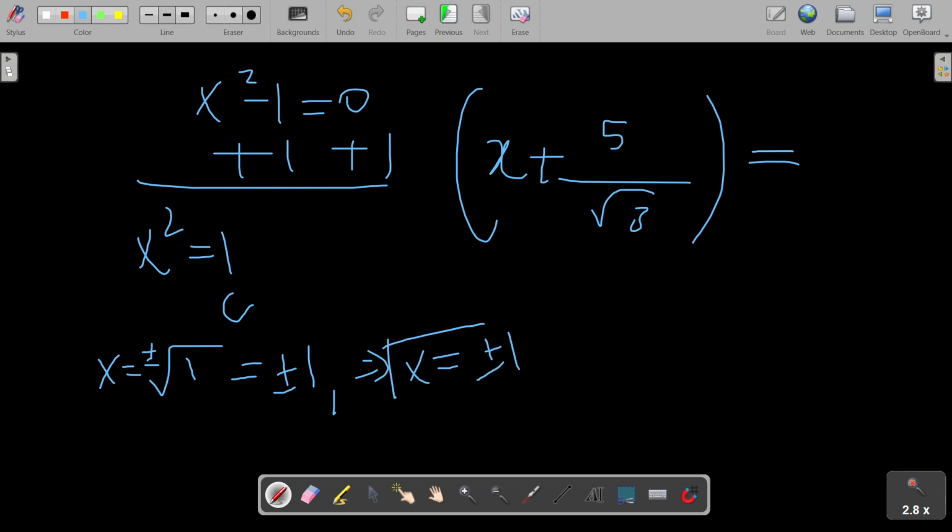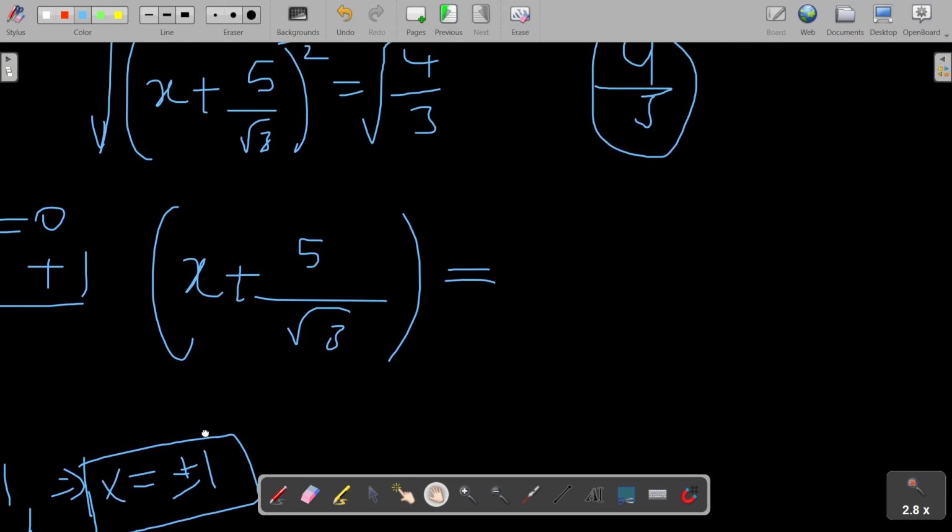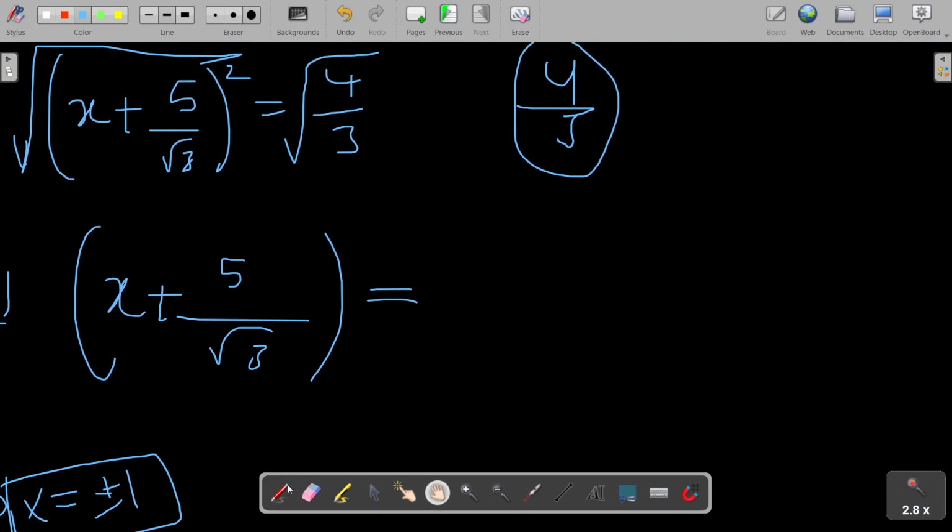So remember this thing, if we take square root on both sides, we have to see whether this thing is whole squared or not. So in this case, this thing is whole squared. So we have to include the negative values also. So in this case also we have to include negative values. So we get plus or minus 2 over root 3. Okay.